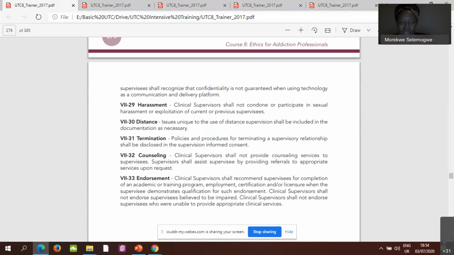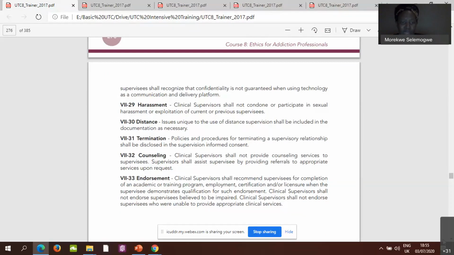Counseling. Clinical supervisors shall not provide counseling services to supervisees. I would want to hear how others think or how this actually works out. Supervisors shall assist supervisees by providing referrals. It usually becomes very muddy when you are a clinical supervisor and also providing counseling for your supervisees. So there has to be clear boundaries in your working relationship. Are you a clinical supervisor or a counselor for students, so that it does not blur the understanding of what you are trying to attain?